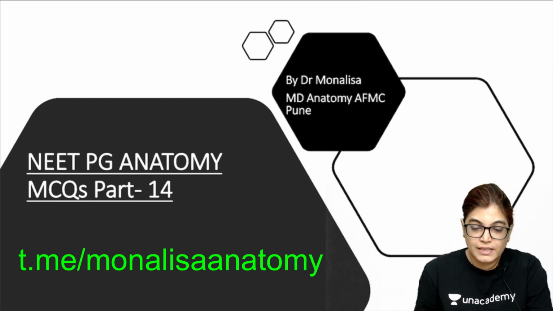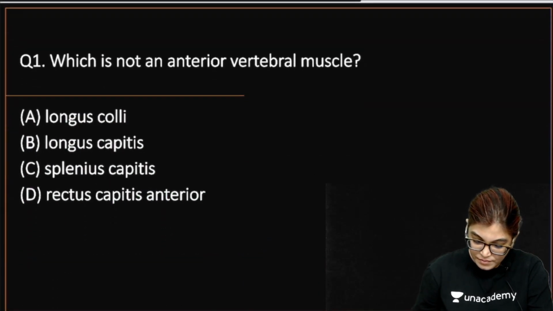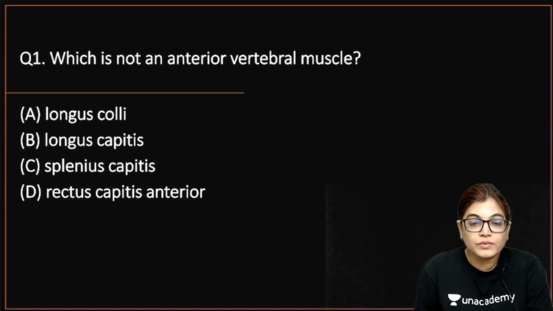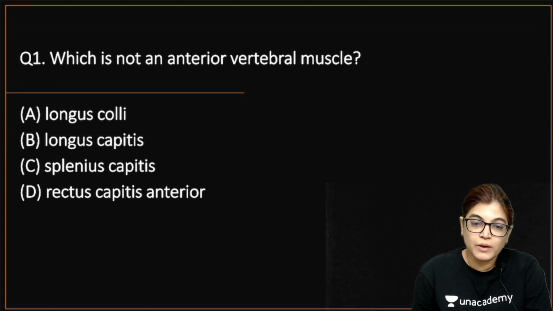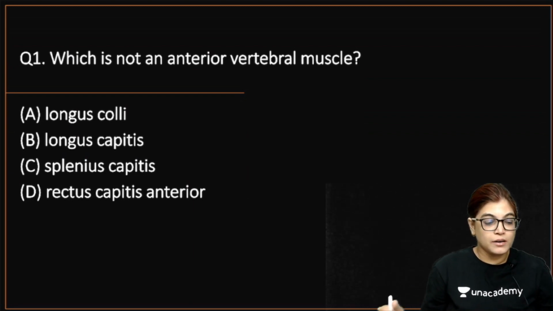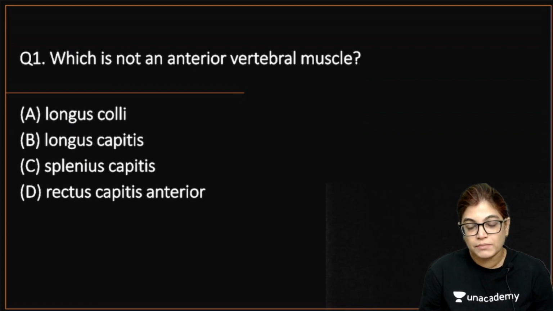So now starting with today's session. Starting with the session of NEET PG Anatomy MCQs, this is the first MCQ which I am going to describe. Which is not an anterior vertebral muscle? The options are Longus coli, Longus capitis, Splenius capitis, Rectus capitis anterior muscle. So mark your answer and I will come to the explanation of the muscles.